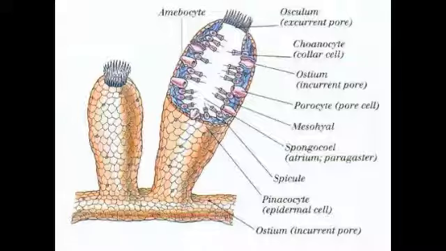They also ingest and digest food. Sclerocytes control the secretion of spicules. Myocytes and porocytes are the muscle-like contracting cells of the sponge.